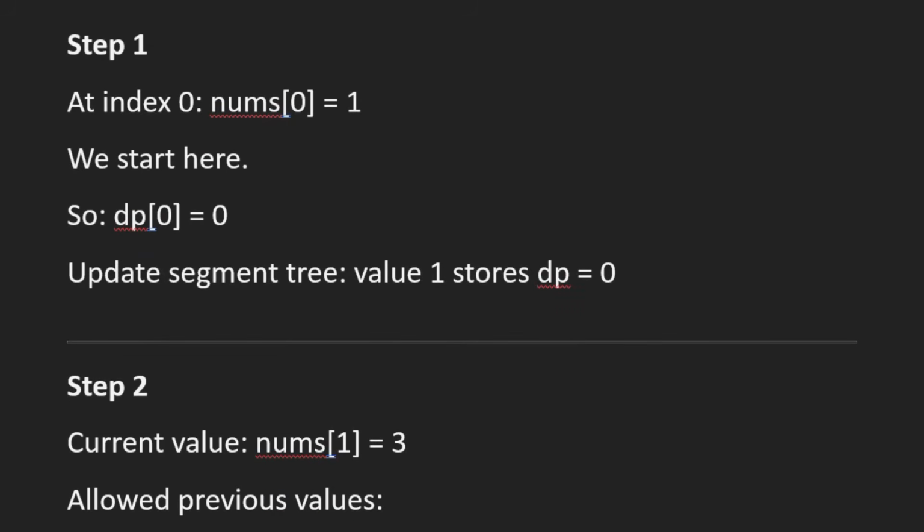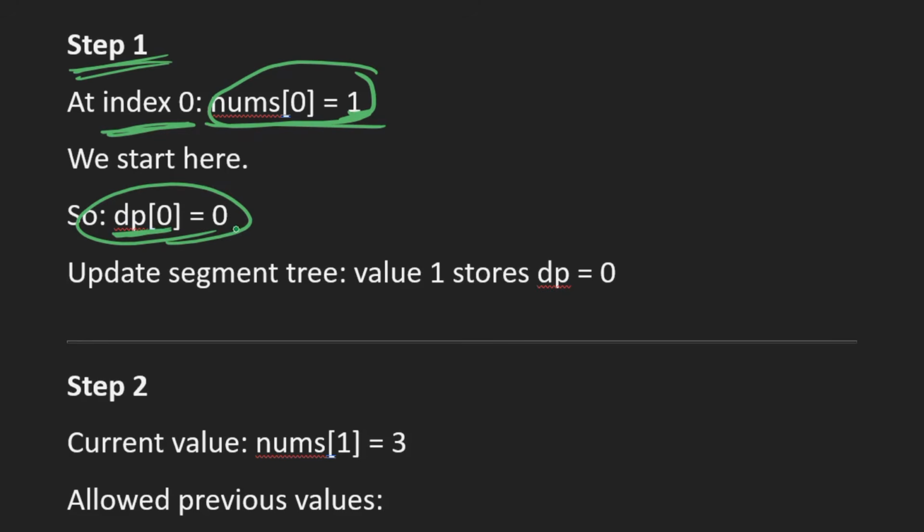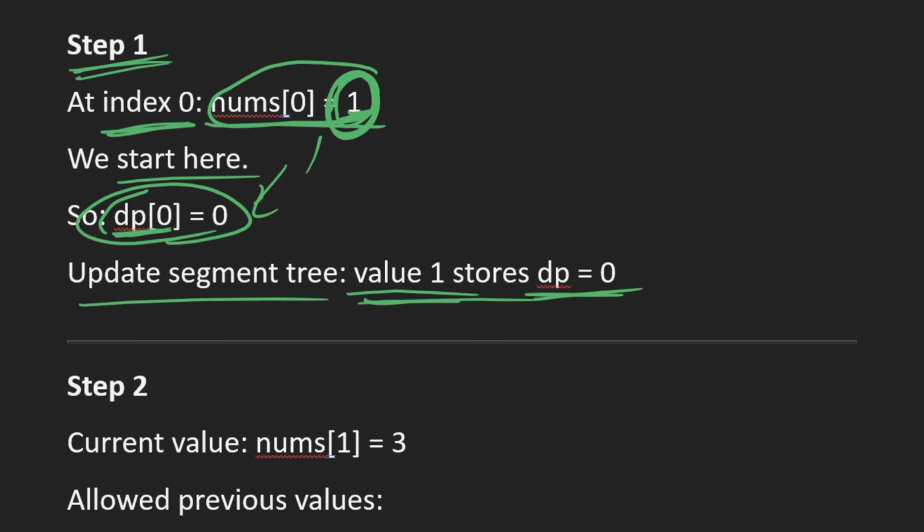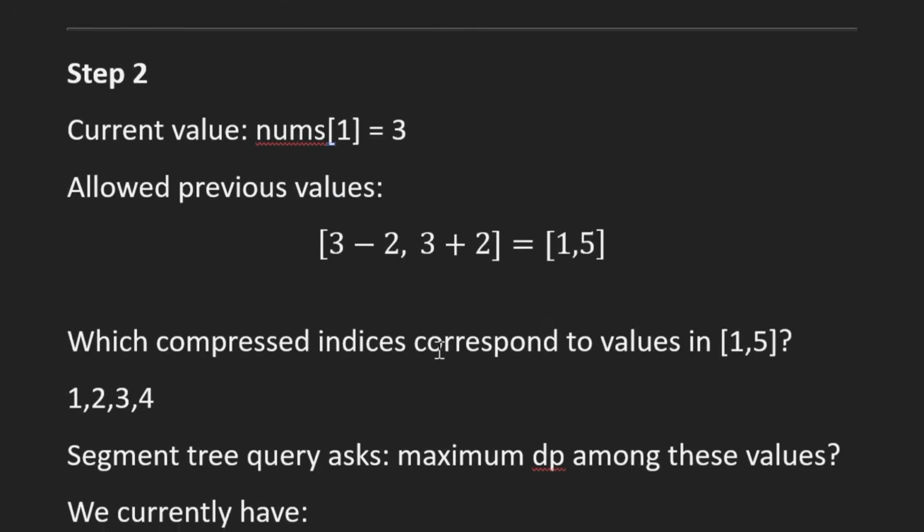So now at step number 1, at index number 0, we have nums of 0 is equal to 1, right? And dp of 0 is equal to 0. We'll be starting from here, and dp of 0 will be 0. So now we have to update the segment tree. For value 1 we store dp equal to 0 in the segment tree, right? Then we go to the next step.